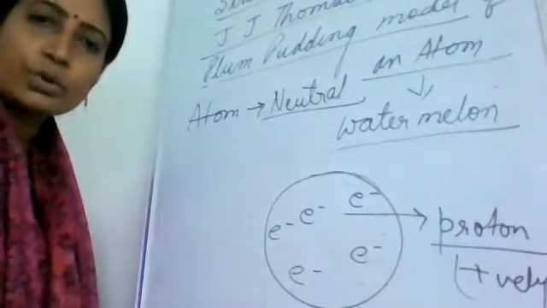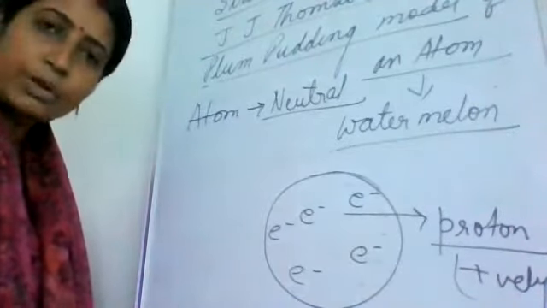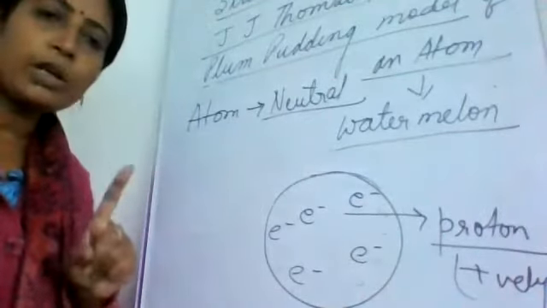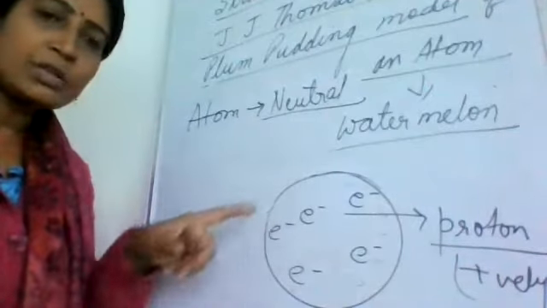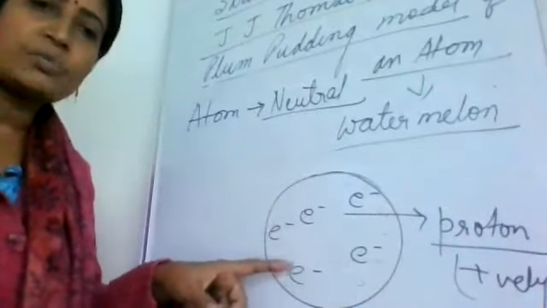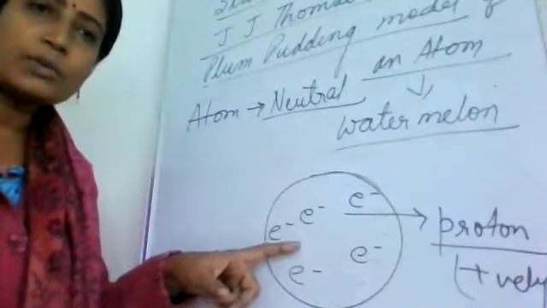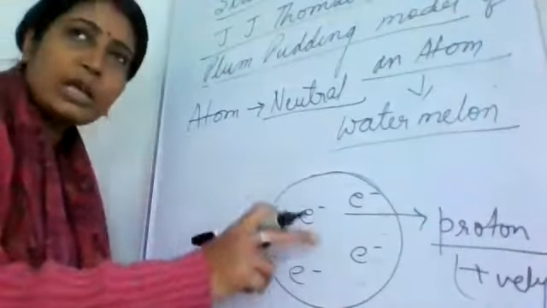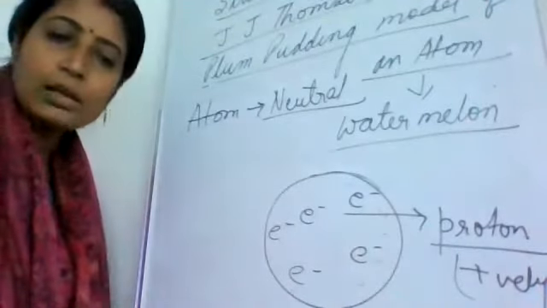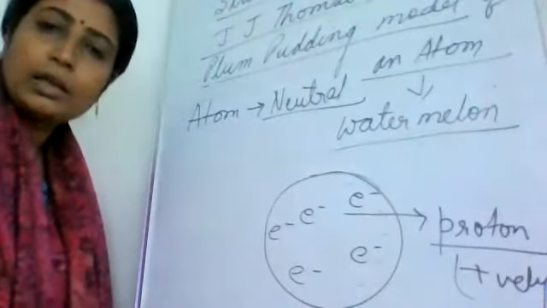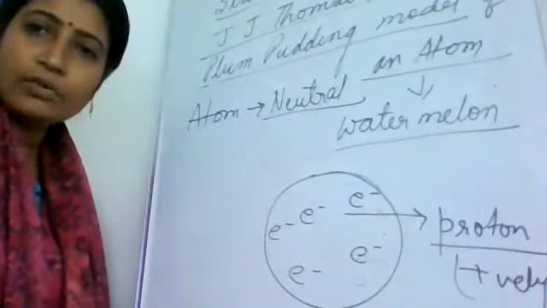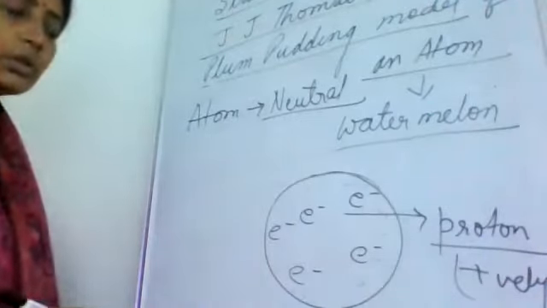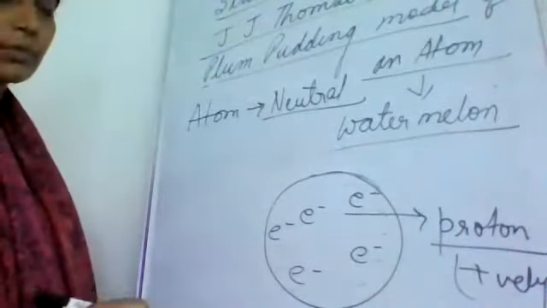Whenever you are asked to write on Thomson's model of an atom, the first point you will give is that the atom is like a sphere, and the entire sphere is made up of positively charged particles, that is protons, and electrons are embedded in it. Okay, everyone?